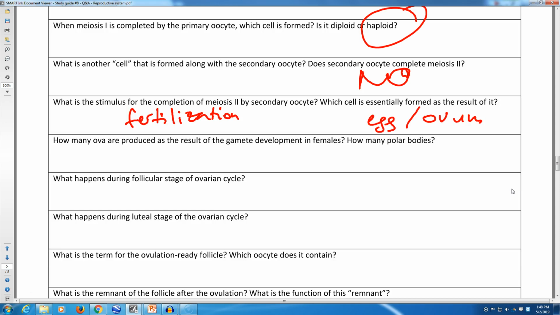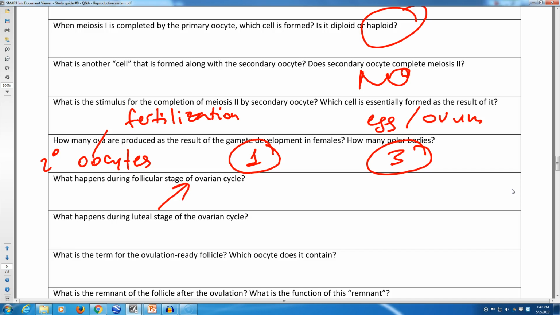How many secondary oocytes are produced as the result of gamete development in females? 1, and 3 polar bodies.